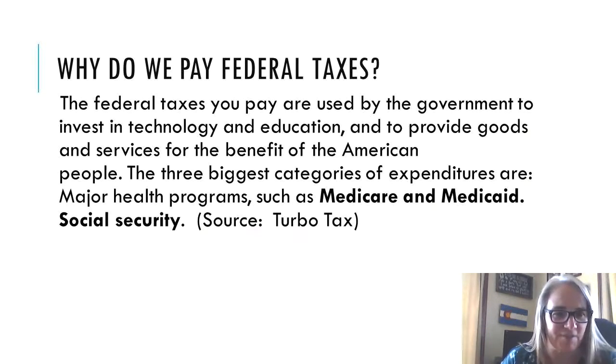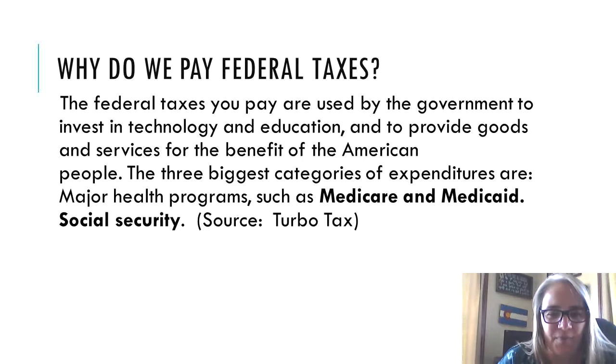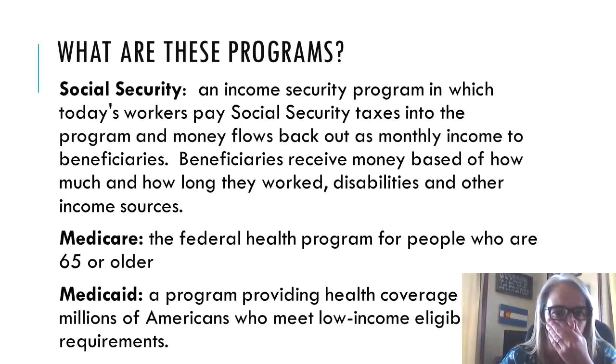First, let's talk about federal taxes. We pay federal taxes, and those are used by the government to invest in certain things. Technology and education. They also provide goods and services for the benefit of the American people. If you look at where the biggest bulk of that money goes, it goes into three categories: Medicare, Medicaid, and Social Security. If you watch the evening news at all, you'll notice this is also what we as a country debate and perhaps argue about the most.